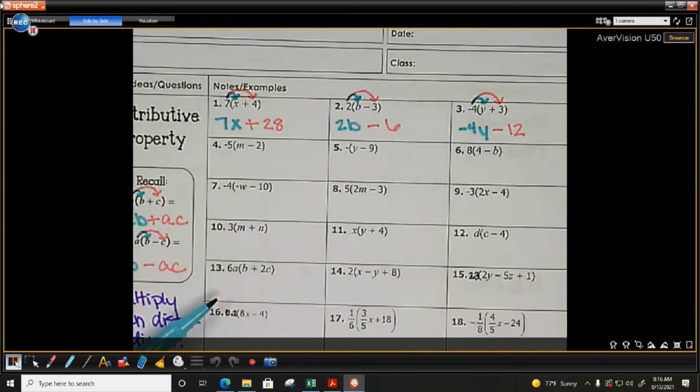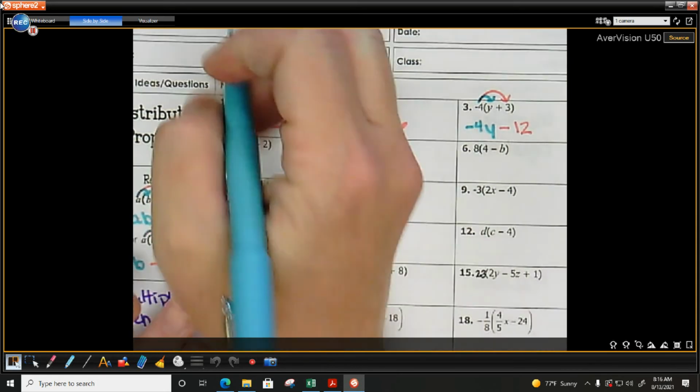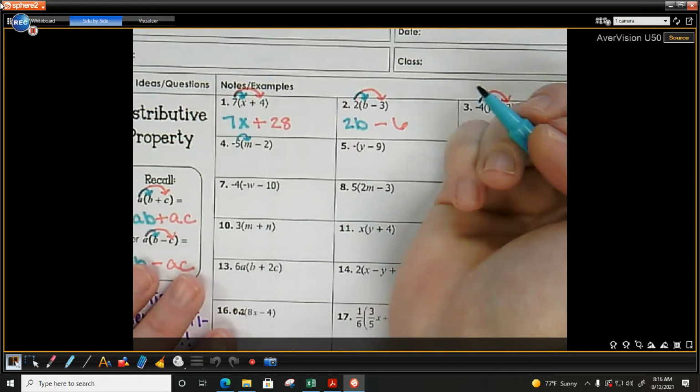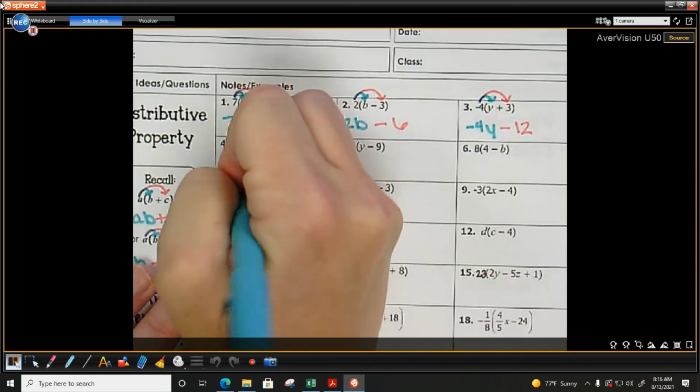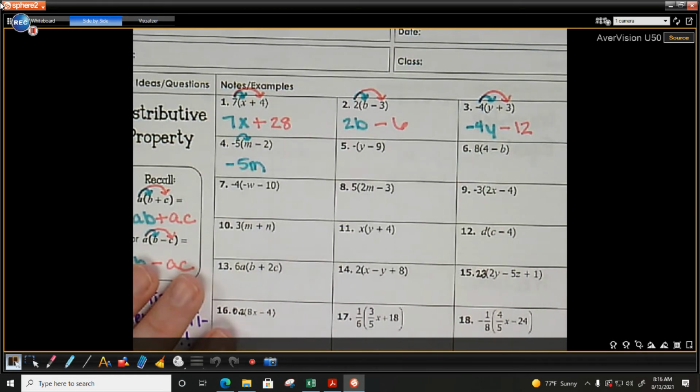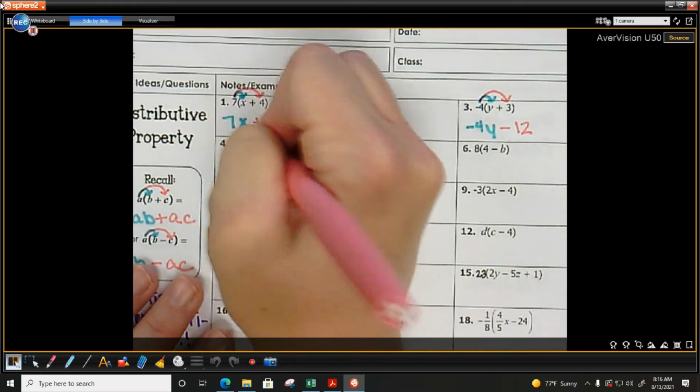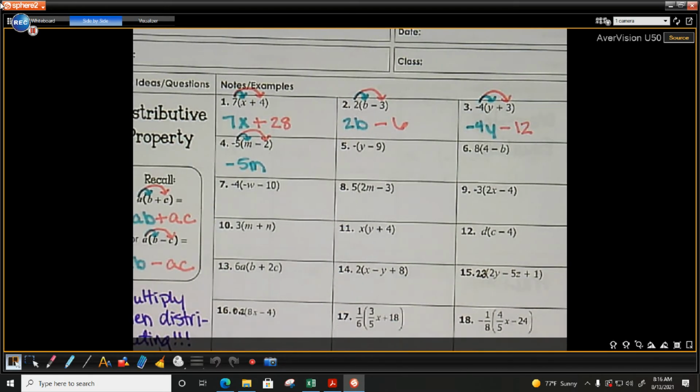Negative 5 times m. Negative 5m. And then negative 5 times negative 2. What's a negative times a negative? Positive. A positive. 2 negatives make a positive. So negative 5 times negative 2 is a positive 10.